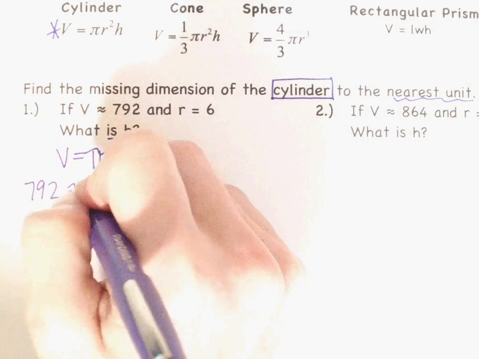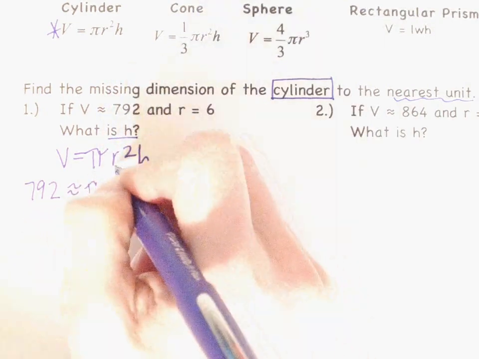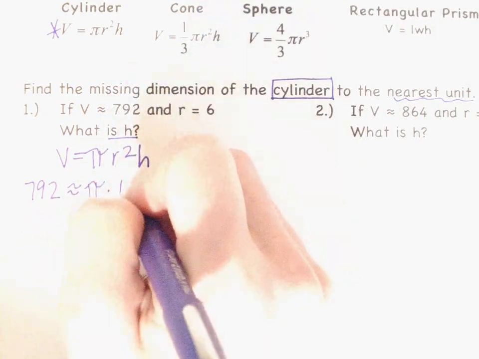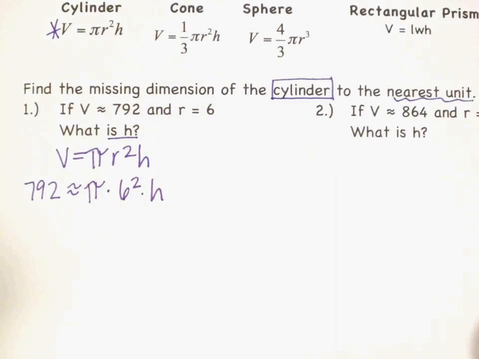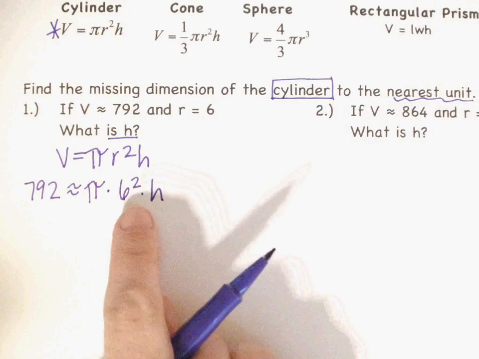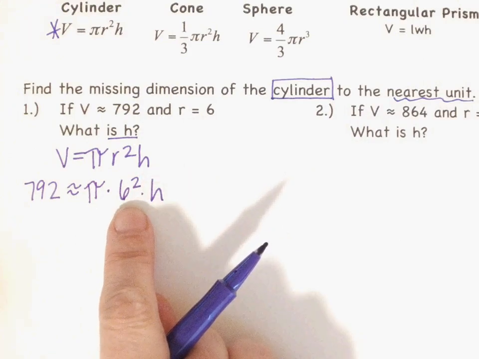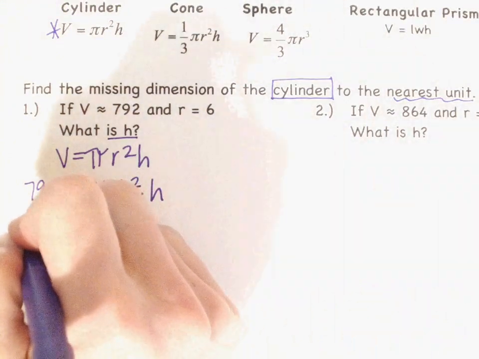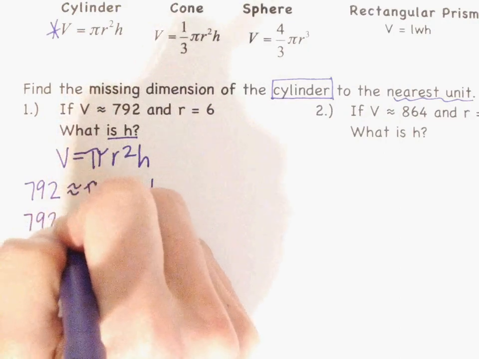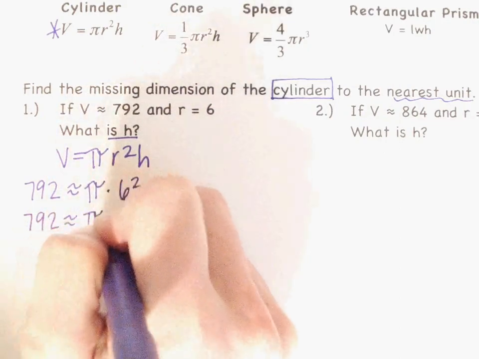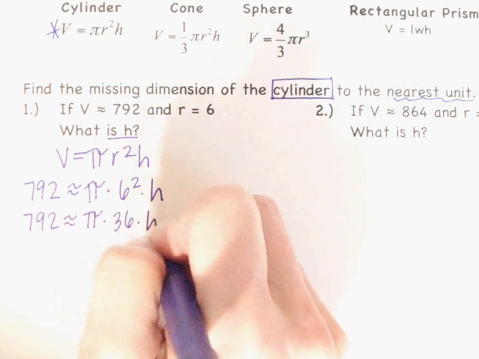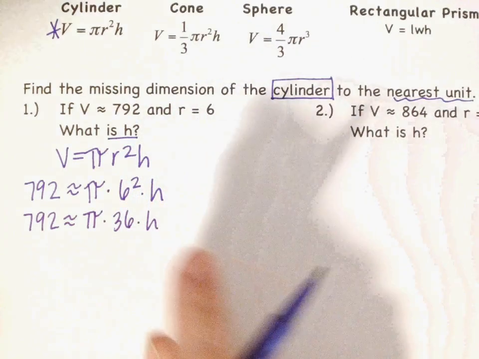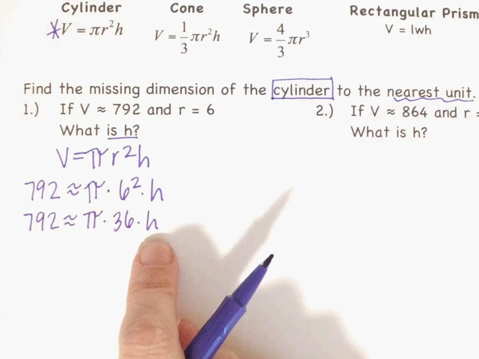Then I'm going to drop down pi, and instead of writing r, 6 squared times h, which is my height. Just like all the other volume problems, my very first step is to square my radius. Everything else will get recopied, but then we'll do 6 squared. 6 squared is 6 times 6, which is 36. Now, my goal is to solve for h.